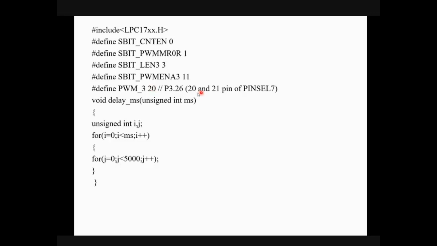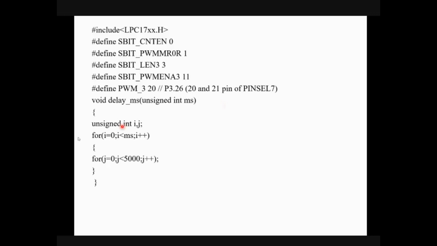Because I need to make both the pins high in order to make this port 3 pin 26 act as PWM. If I select only one bit, the lower bit, it is sufficient. The higher bit will be automatically selected based on what data you are sending through commands.